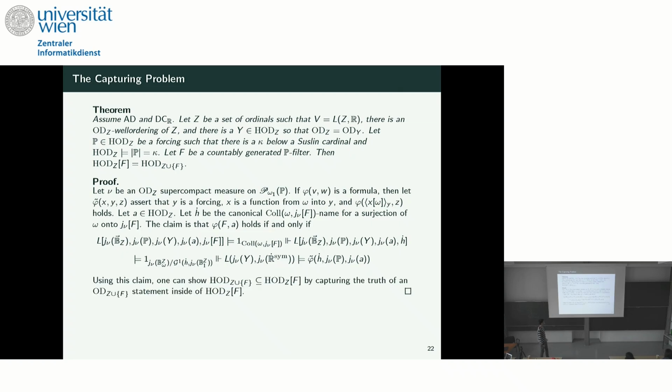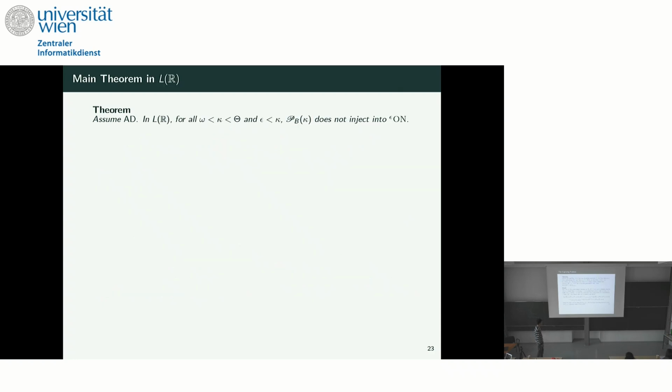So using this kind of statement, you can capture an OD_ZF statement inside of HOD_ZF, and then by some standard argument, you can prove that these two HOD things are the same. Yes. Okay. So I guess now we're ready to prove the main theorem.